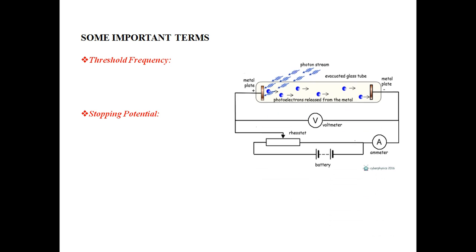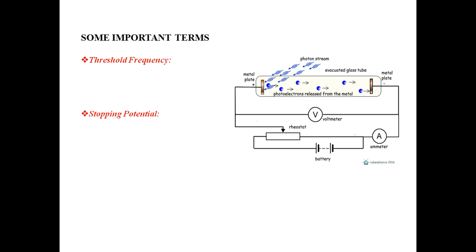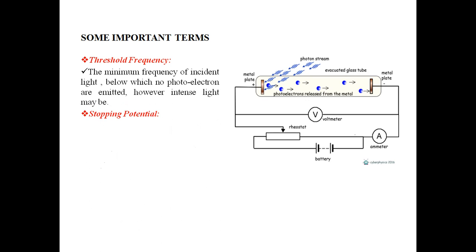Some important terms we will discuss here. First is threshold frequency and stopping potential. Here is the experimental setup for the photoelectric effect, and first we see what the threshold frequency is: the minimum frequency of incident light below which no photoelectrons are emitted, however intense the light may be. So this minimum frequency is the limit, and if we have a frequency below this minimum frequency, then the photoelectric effect cannot be observed. So in order to observe the photoelectric effect, this minimum frequency, also called the threshold frequency, should be achieved.